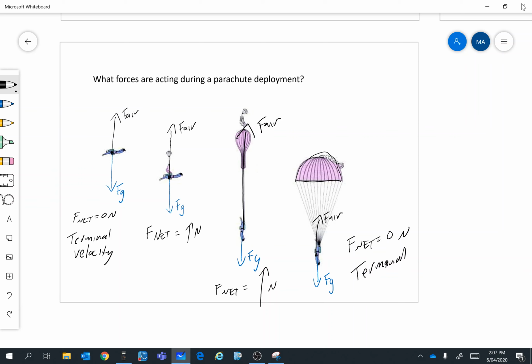Terminal velocity. However, this terminal velocity at the beginning was really fast. This terminal velocity now that the chute is open is much slower. So by increasing the capability of the air resistance of the chute compared to the person's body, you have a much slower terminal velocity, but same magnitude of forces acting in opposite directions.